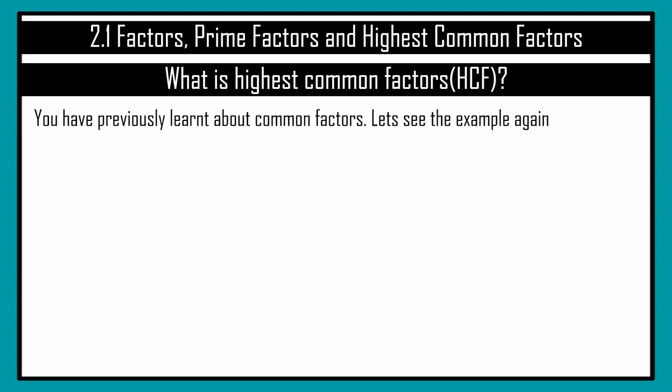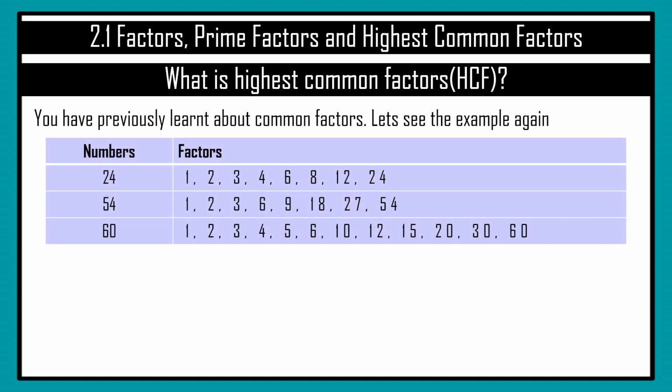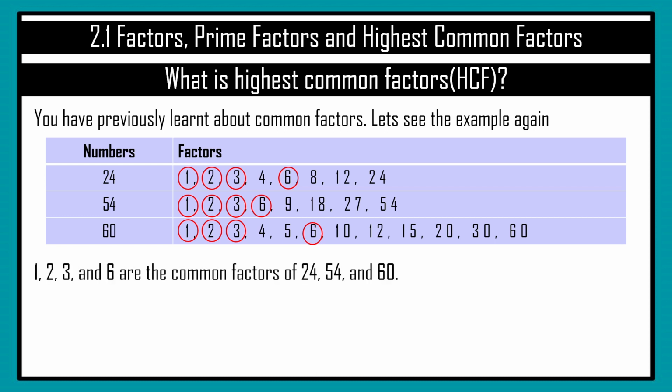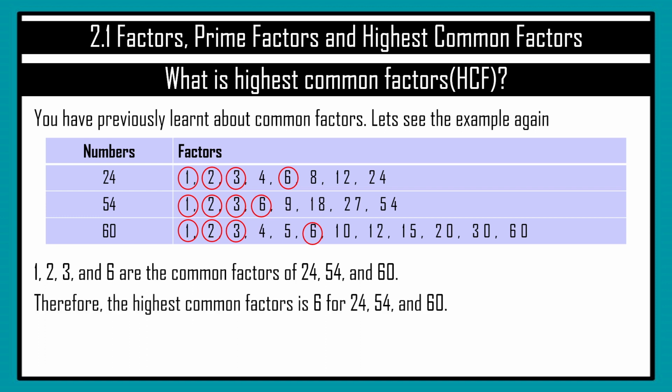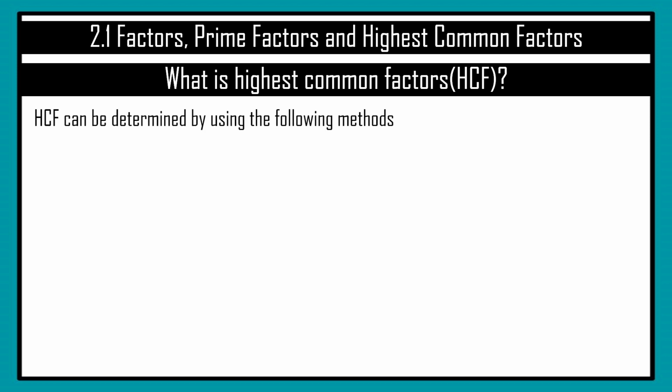Okay, let's look back at the example that we saw earlier, and the one that I've circled will be the common factors. So when I list out the common factors, which is 1, 2, 3, and 6, those are the common factors. And amongst those numbers, 6 is the highest or the largest common factor in the list. So 6 is known as highest common factor. Right? Let's look at an example.